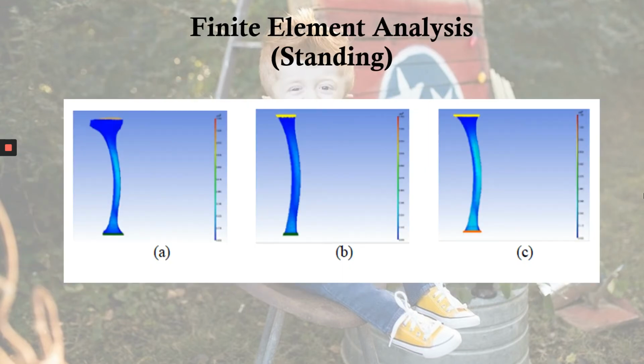Figure A, B, and C shows the bone von Mises stress due to standing position for the whole tibia, shaft, and extension shaft models. For standing, the result shows that all areas of the tibia are dark blue or light blue in color, which represents that the bone von Mises stress is ranging from 0 Pascal to 23 megapascal.